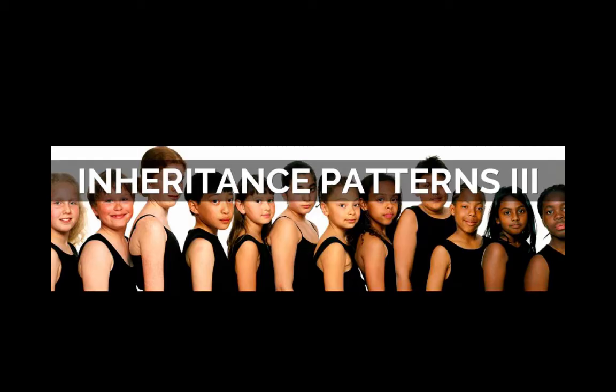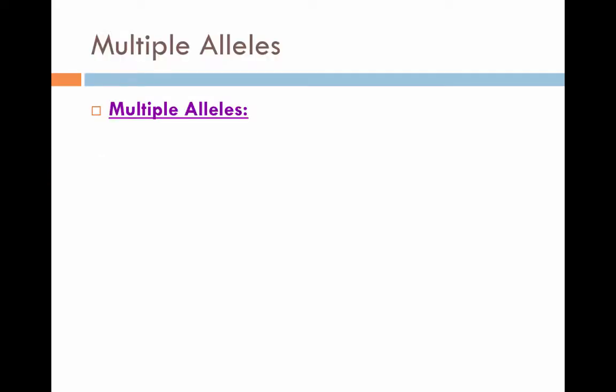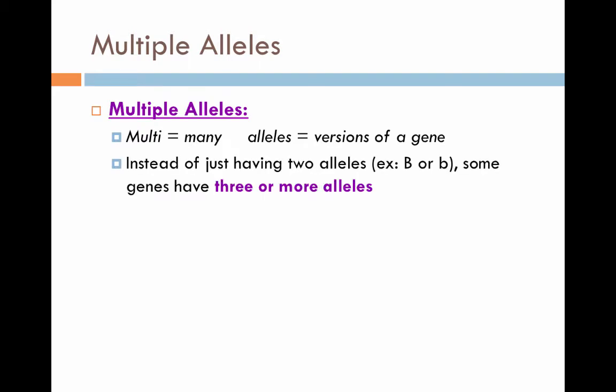Okay, so let's add another layer of complexity to some of these problems. Sometimes genes don't just have two alleles, like a big A and a little a. Sometimes genes have 3 or more alleles. This is called multiple alleles. Multiple means many, alleles means versions of a gene. So multiple alleles means instead of having 2 alleles or 2 versions of a gene, you actually have 3 or more alleles. An example of multiple alleles would be rabbit fur color.